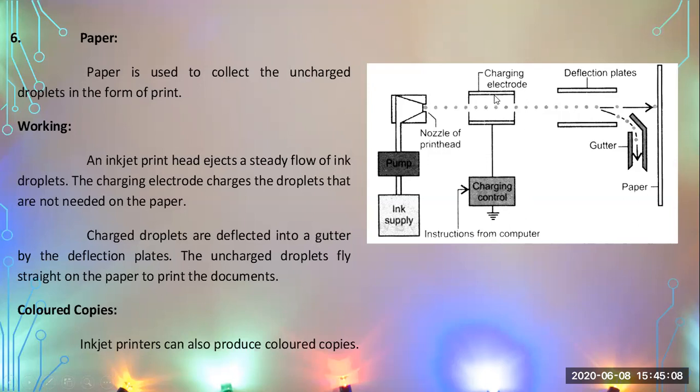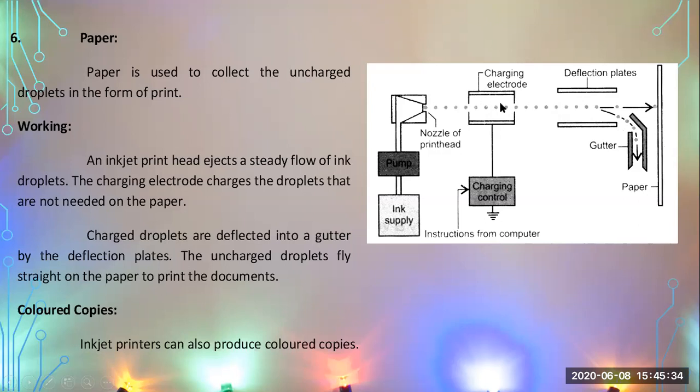Due to this charging electrode, they are able to deflect, they are able to move, they are able to accelerate as well. When they move to the deflecting plates, these deflection plates are basically responsible. When they reach these deflection plates, the charged particles are moved to the gutter, and the uncharged, neutral particles are allowed to move on the paper. This one is the paper.